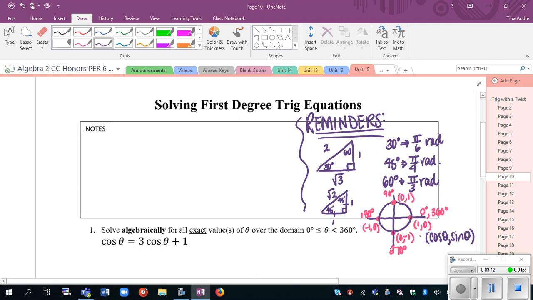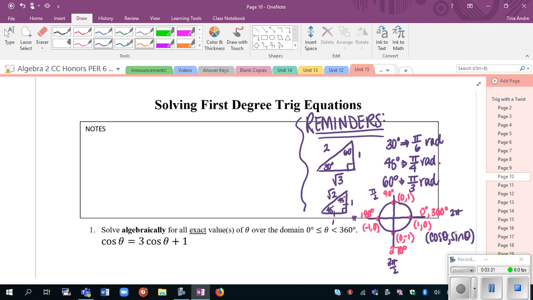Remember that you can also think about these in radians. So this would be 0 radians, pi over 2 radians, pi radians, 3 pi over 2, and then back to 2 pi radians. Those are all the methods that we use to evaluate a trig expression. Now we're going to look at solving.